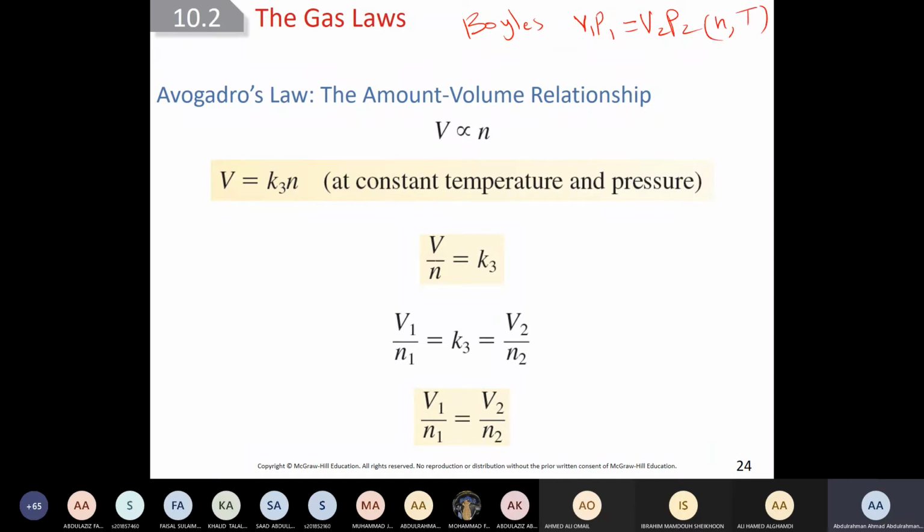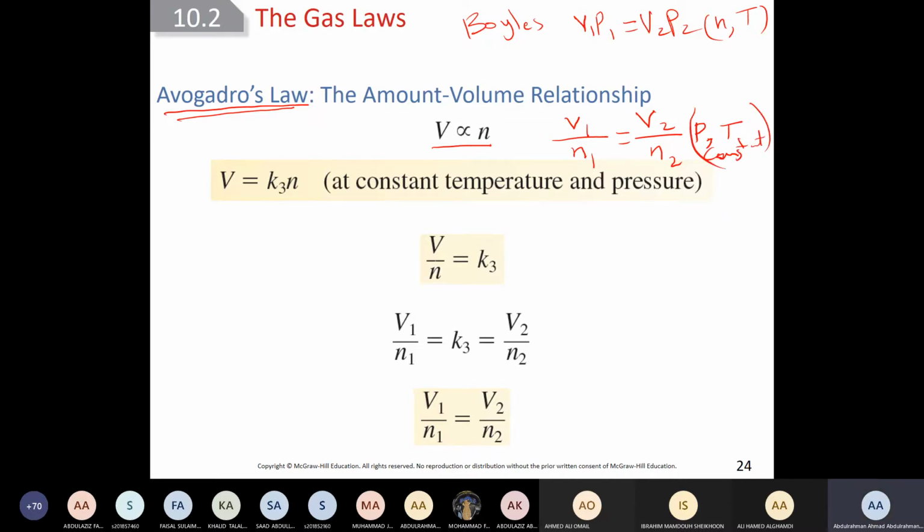Now the third law is Avogadro's law. Avogadro's law is relating V with N. So we have V is proportional to N. So V1 over N1 equal to V2 over N2, and again, what are the constants? T and P. T and P are constant.